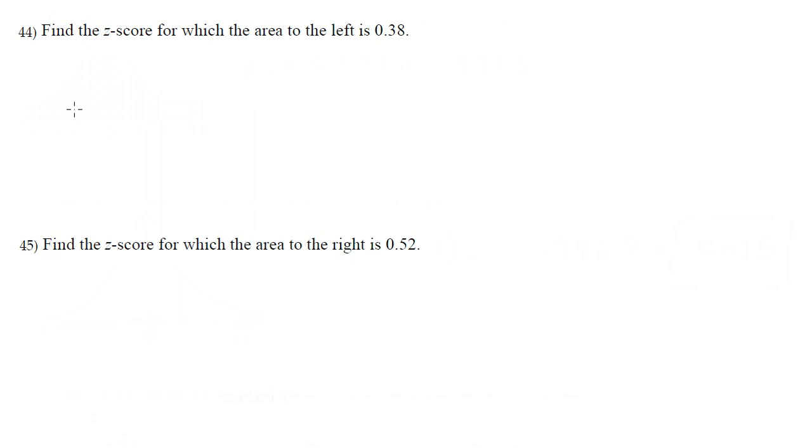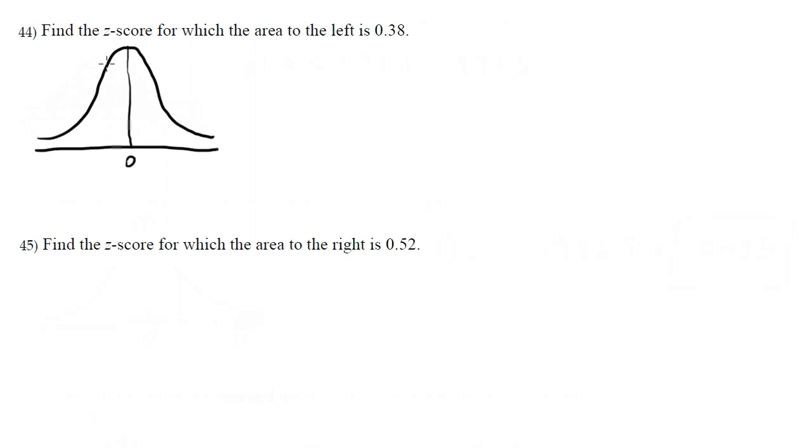Okay, so 44, 45 we'll do together. Find the z-score for which the area to the left is 0.38. Here's my normal distribution. There's my z equals 0. So this is perfectly symmetric. So 0.5, half is less than 0. Half is greater than 0 for the area we're talking about, 0.5, 0.5.